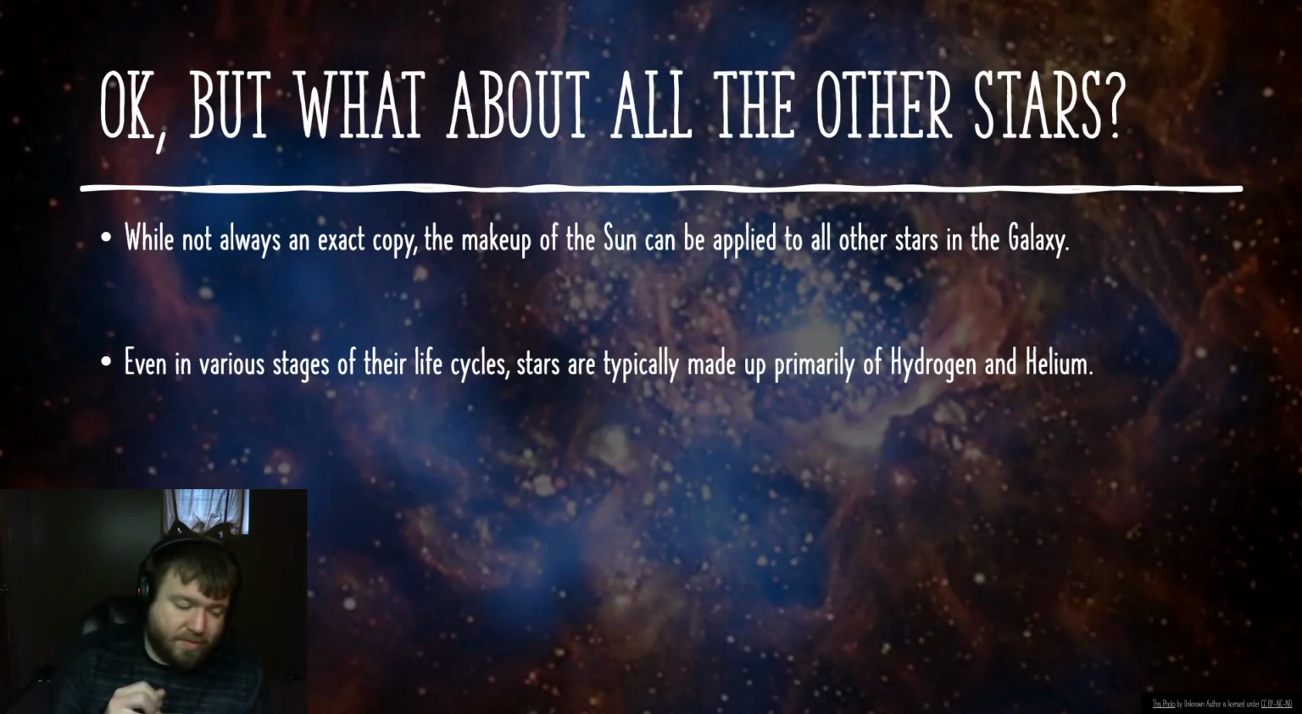But as far as their makeup, with a few alterations here and there, in our galaxy, all of our stars are roughly made of the same portions. And once again, scientists can determine that by analyzing the light that comes from those stars. Even in various stages of their life cycles, stars are typically made up primarily of hydrogen and helium. So, that brings us to the end of this video.